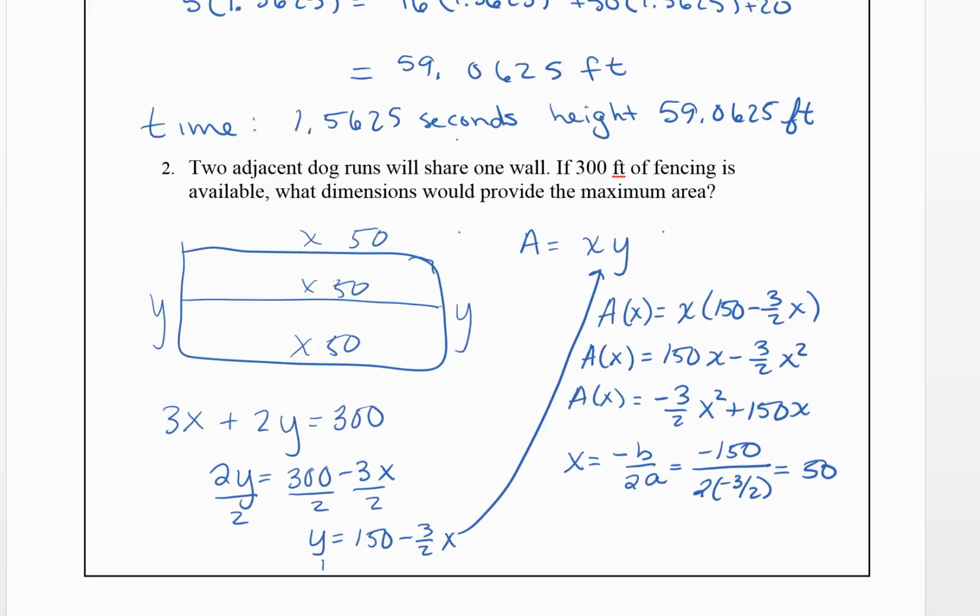Here, we can solve for y. So y equals 150 minus 3/2 times 50, which gives us 75. So our dimensions are 50 by 75, and these are feet. Now to find the maximum area, you could do 50 times 75, which would give us 3,750 feet squared. You could also plug the 50 in here and find out your maximum area based on the vertex. They would give you the exact same answer.